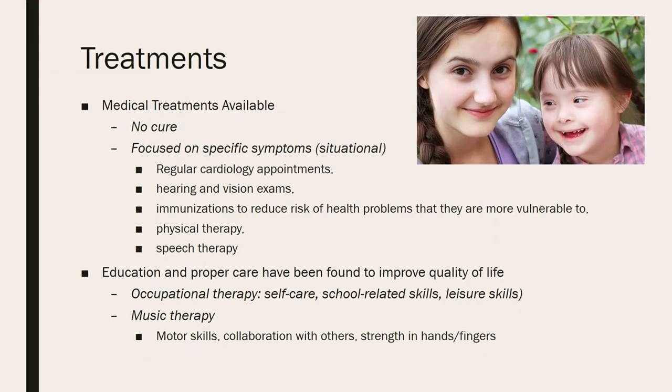So there is no cure for Down syndrome. Doctors focus on the specific symptoms by their health issues that are presented in their hearing and vision exams, as well as giving them the normal immunizations to reduce the risk of health problems that they're more vulnerable to than someone without Down syndrome. To enhance their motor skills and developmental skills, there's a lot of physical therapy, speech therapy, and occupational therapy involved to make them more independent in the real world.